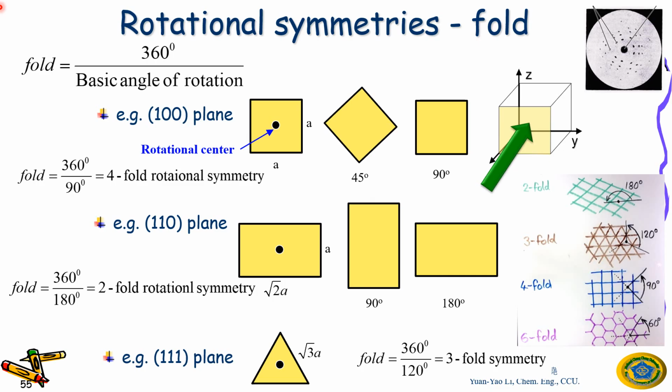And these are the things you need to remember. If I tell you the Laue diffraction pattern shows 4 folds, what's the plane of the crystal? It is the plane that the electron beam shoots, or where the electron beam gets the diffraction.